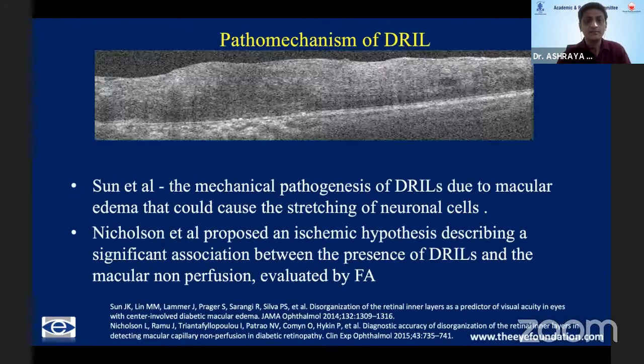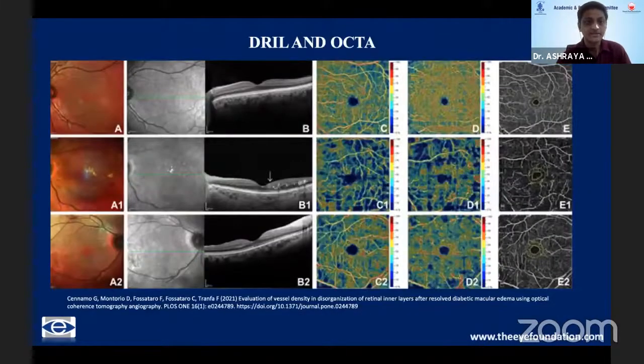Sun et al. described the mechanical pathogenesis of DRIL due to macular edema that causes stretching of neuronal cells. Nicholson et al. proposed an ischemic process, describing a significant association between the presence of DRIL and macular non-perfusion, which was evaluated on fluorescein angiography. This paper by Sanamo et al., published this year, showed the pathology as described by Nicholson et al. to be ischemic in nature.